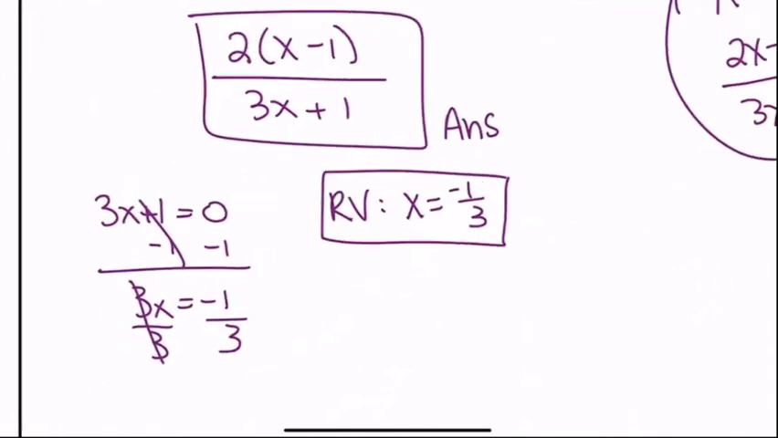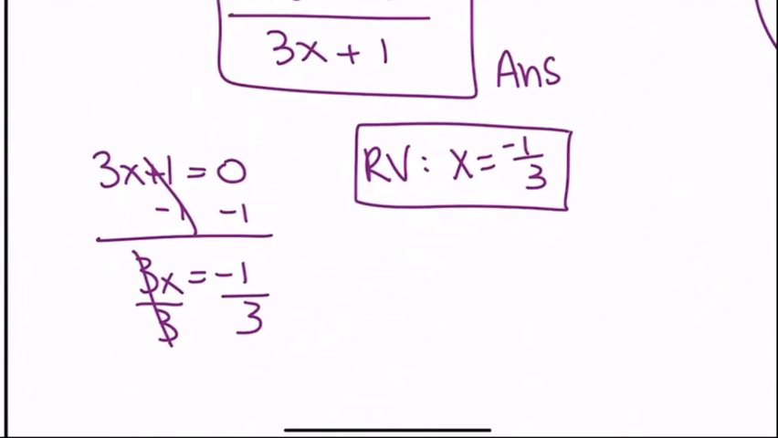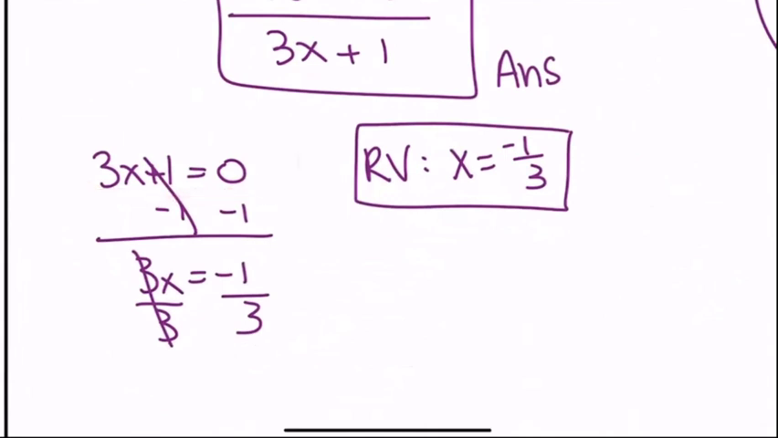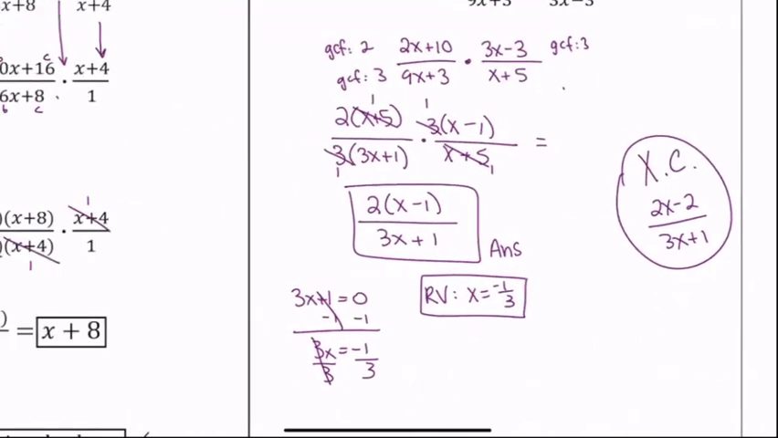And then for our restricted value, remember that's whatever makes our denominator equal to 0 because you cannot divide by 0. It doesn't exist. All we do is just set our factor in the denominator equal to 0 and solve for x. This is the first time we've had a fraction. Remember, you're always just going to do the opposite of what's already happening. We were adding 1, so we subtracted 1. And then we were multiplying by 3, so we divided by 3. And that got us negative 1/3. And there we go.